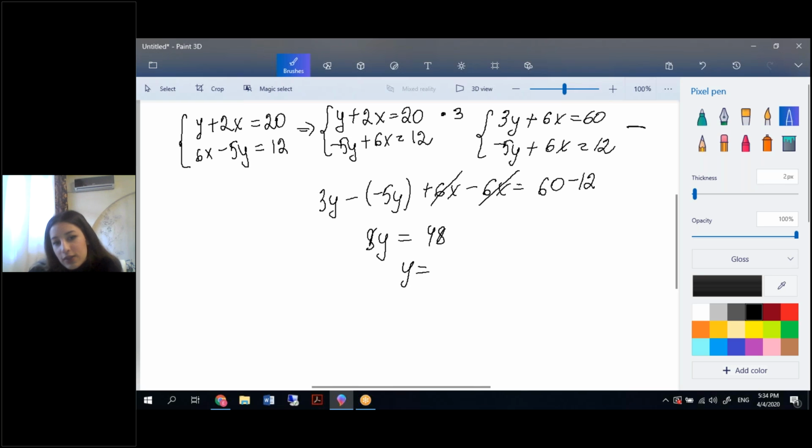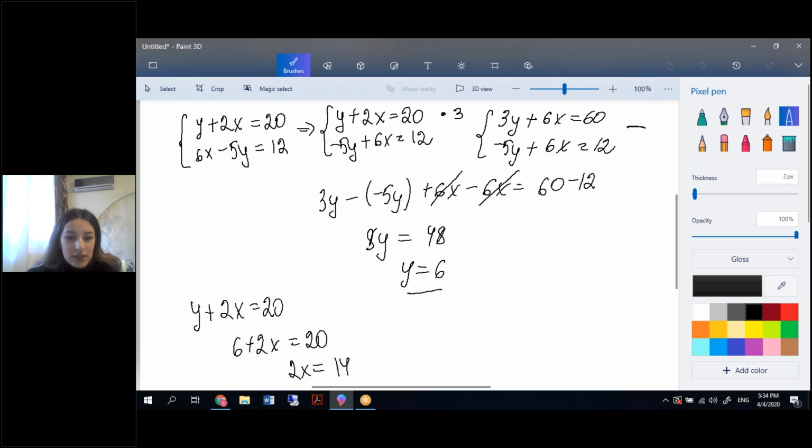From here we get y equals 6. Now we can find x. We can just write this y instead of this, for example. Instead of this y, we write 6 plus 2x equals 20. So 2x equals 14 and x equals 7.